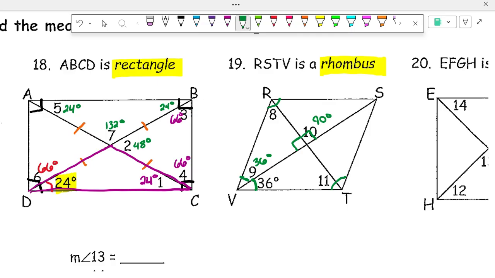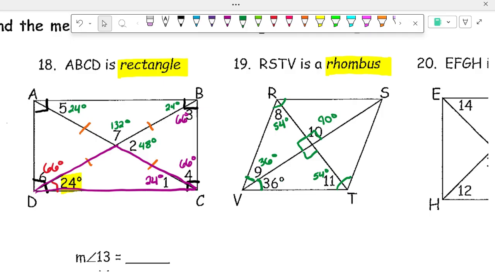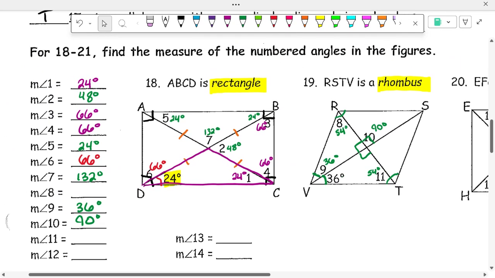So guys, you have a calculator in front of you. Use it. What did you say? Add up 36 and 90, subtract that number from 180. It'd be what? It's 54. So since this angle's 90, this angle's 36, this one has to be 54 because it'll be the same thing. Yep, 54 and 54.